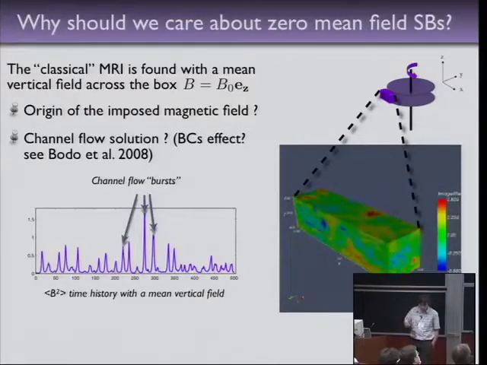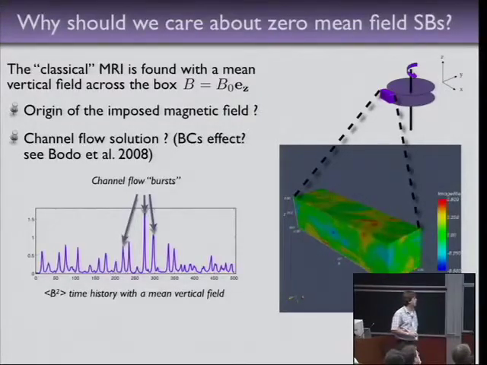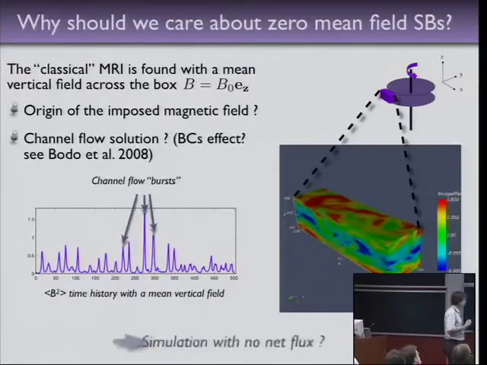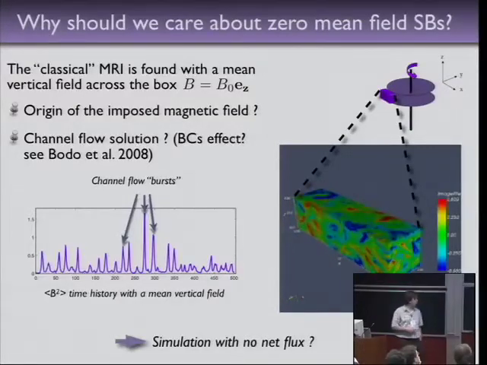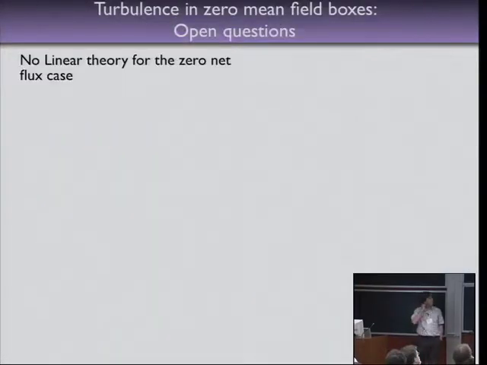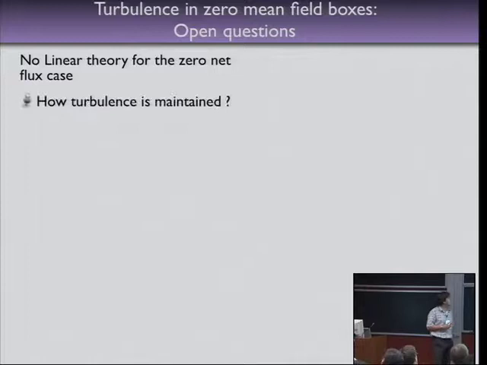So to find another way to understand how turbulence can work in an accretion disk, it's a good idea to see what's happening when you don't have any mean field, which is shearing boxes without any net flux. In this case, clearly you don't have any linear theory to explain why you get turbulence. Basically, when you have a mean field, you know that you have an instability which drives the turbulence. When you don't have any mean field, you don't have a linear theory to explain turbulence. So the first question is, of course, how turbulence is maintained.